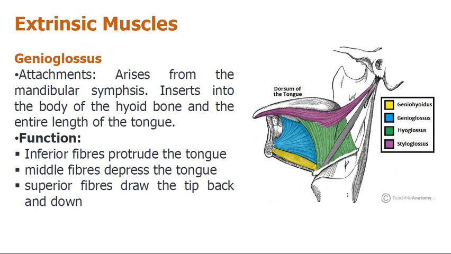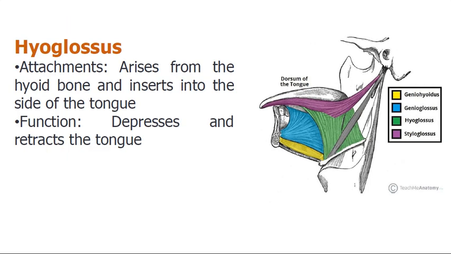Now the second muscle of the extrinsic group is the hyoglossus muscle. The hyoglossus muscle is the green colored one here in the picture, and it is attached to the hyoid bone, from its name, and also inserted into the substance of the tongue. The function of this hyoglossus muscle is to depress and even retract the tongue.